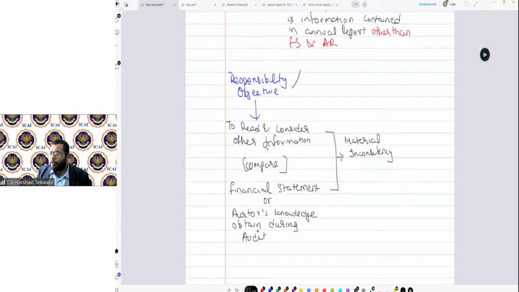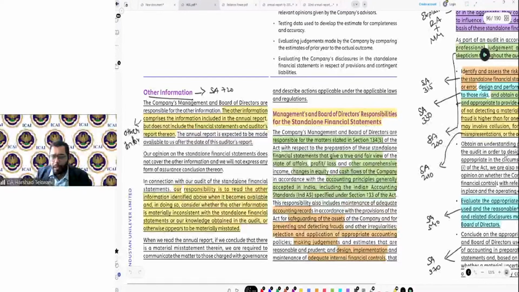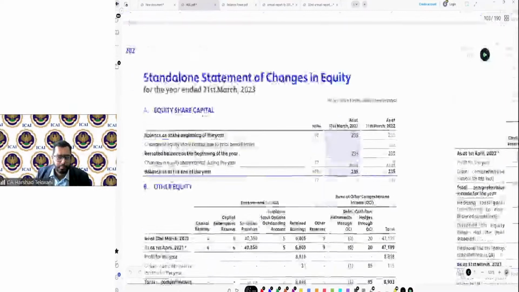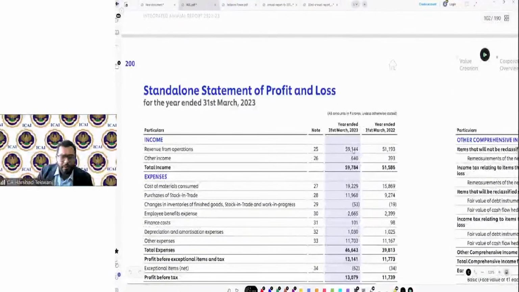Okay, between the other information and my financial statement, and I need to compare. I will show how I'll compare. I need to compare selected amounts or other items that are intended to be the same between both. For example, in an annual report, for a hypothetical example, I'll show you here. Let's say in this financial statement, I had revenue 59,114, 640, total income 59,748.